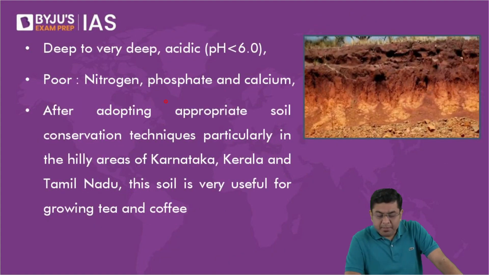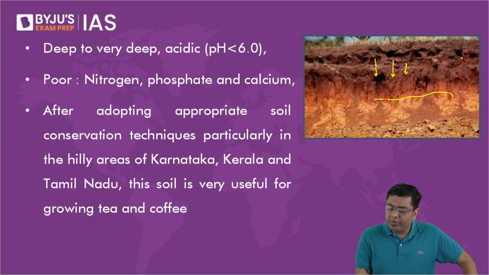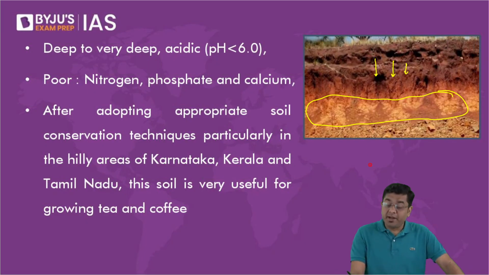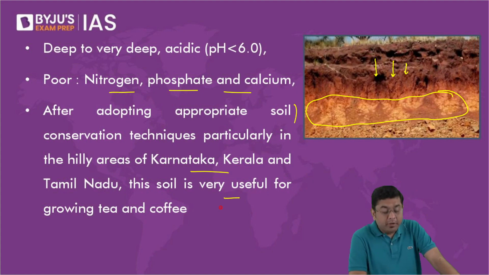Now, here basically you will observe that how all the above region of the soil is drained out of nutrients and all those nutrients have accumulated here. So when all the salts have been drained out, the soil will be acidic. Okay, so poor in nitrogen, phosphate, and calcium. After adopting appropriate soil conservation techniques, particularly in the hilly areas of Karnataka, Kerala, and Tamil Nadu, this soil is very useful for growing of tea and coffee.